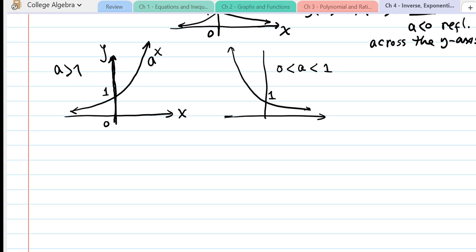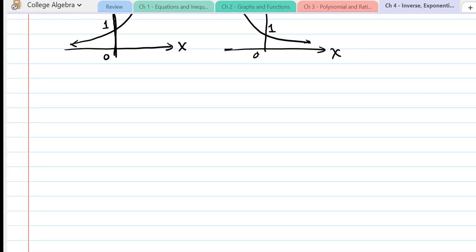This is going to be a between 0 and 1. And remember, a cannot be negative. So that pretty much covers it. And a cannot be 1. At 1, you get a flat horizontal line, which we don't want. And there you have it. Now, one of the properties, by the way, of the exponential function is what we call the one-to-one property, because the function is one-to-one. So let's talk about the one-to-one property.